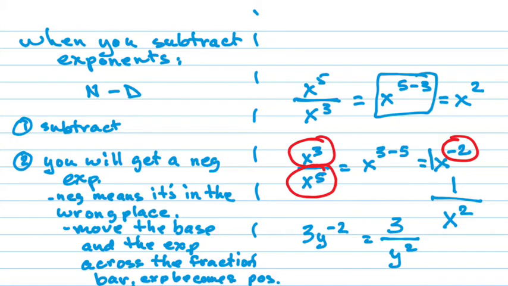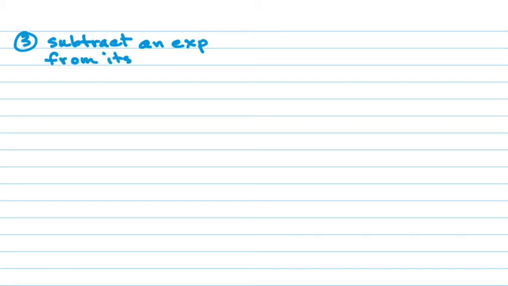Good. Third thing that can happen to you, and this one is going to look a little odd, but in your study of exponents, somewhere, hopefully you've seen these, but if not, don't worry about it. The third thing that can happen to you is you can subtract an exponent from itself.